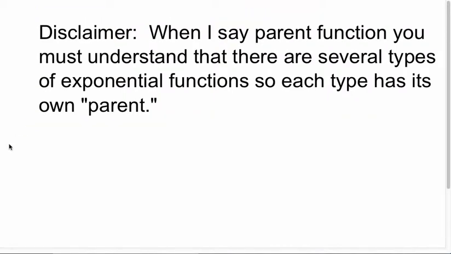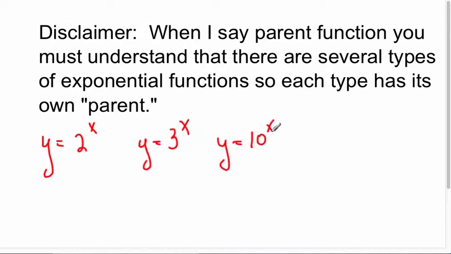What I'm trying to say is we could have, let's say, y equals 2 to the x, which is what we just saw. We could have y equals 3 to the x. We could have y equals 10 to the x. You could even have y equals 1/2 to the x. And last but not least, which we saw last week, you could have y equals e to the x. So each one of these has its own parent.